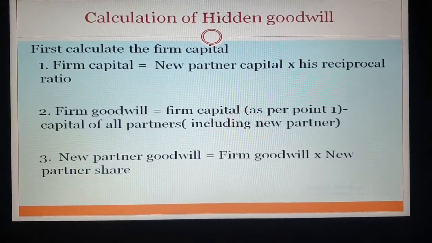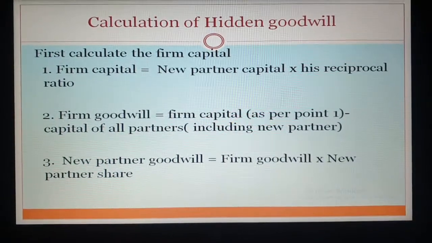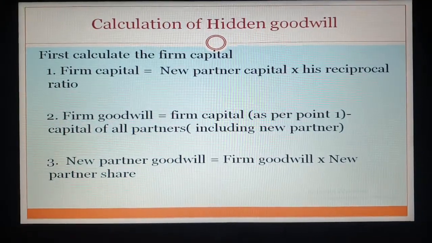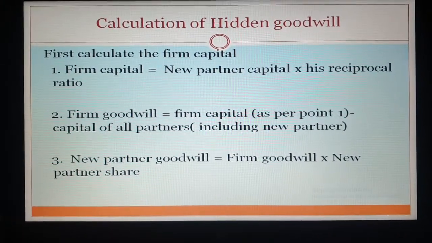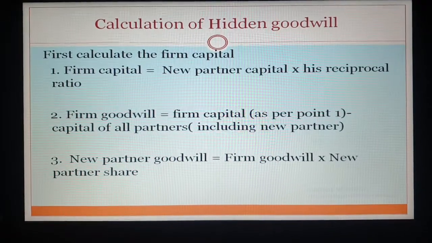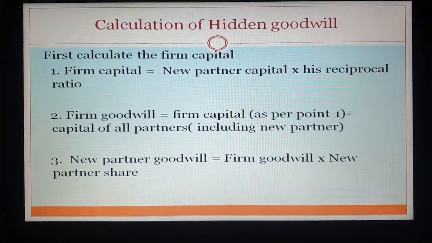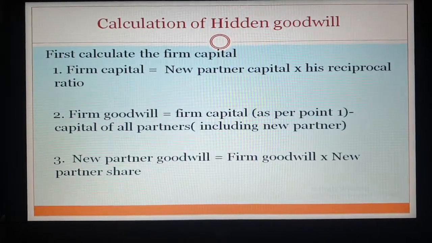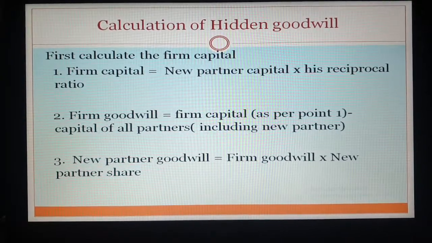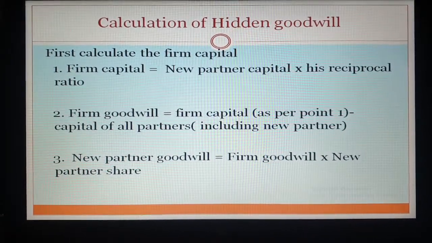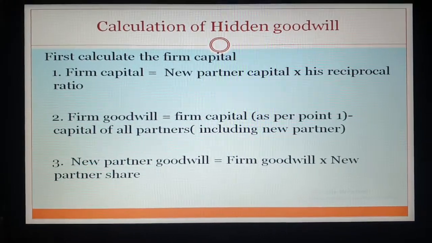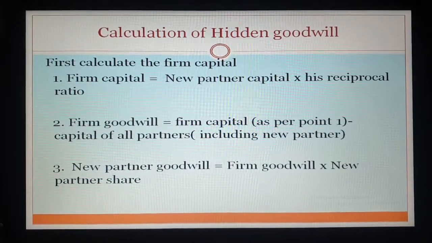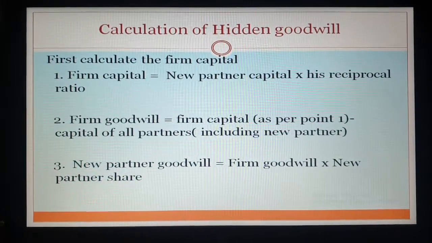First of all, you have to calculate the firm capital. And how do you calculate the firm capital? In point number one, you have to take the new partner's capital multiplied by his reciprocal ratio. The new partner's capital is given in the question. His reciprocal ratio means the reverse ratio of the new partner. Suppose the ratio of the new partner is 1/5, then you have to reciprocate the ratio, that is 5/1. So you take the new partner capital as well as the reciprocal ratio of the new partner, and then you will be able to find out the firm capital.